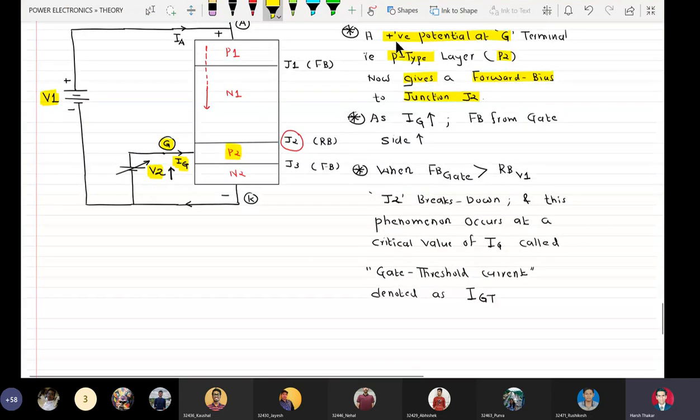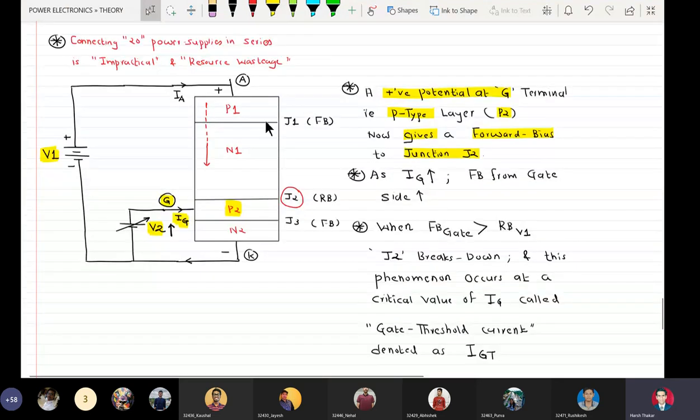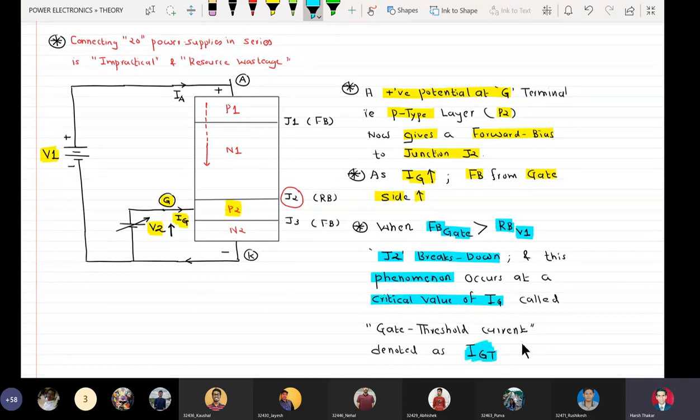Okay, so a positive potential at gate terminal, that is p-type layer P2, now gives a forward bias to junction J2. As Ig increases, the forward bias from gate side also increases. When the forward bias from gate side exceeds the reverse bias from the source side V1, J2 breaks down, and this phenomenon occurs at a critical value of Ig called as gate threshold current.